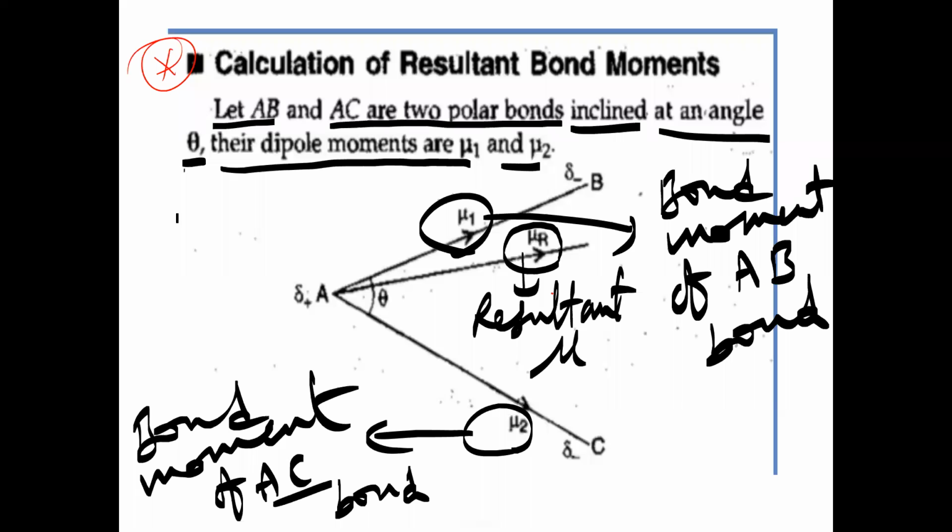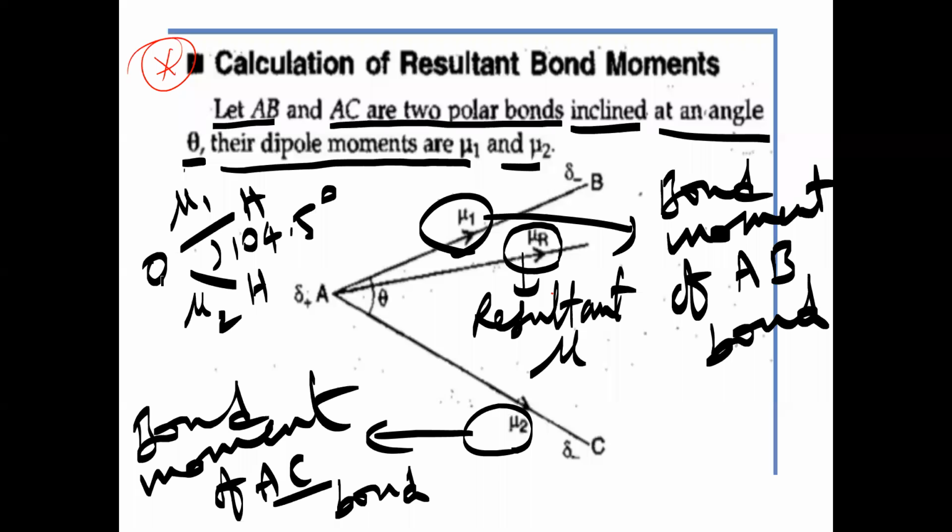Suppose you take H2O. In H2O, O is attached to a hydrogen atom and another hydrogen atom. Here the bond angle theta is 104.5 degrees between the OH bonds. For this OH bond the dipole moment is mu1, for the other OH bond mu2, and the resultant dipole moment is taken as mu r. Take a screenshot of this one.